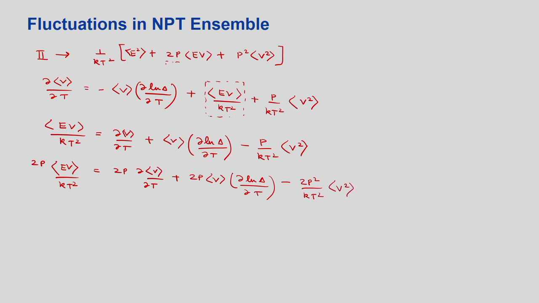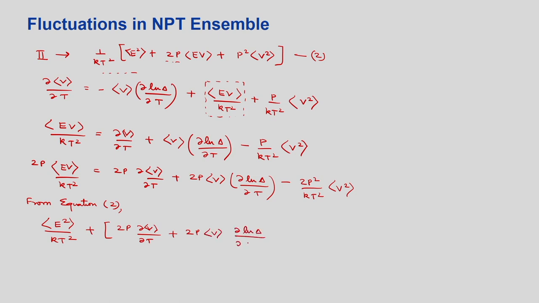Now we have the expression, because we have the expression to be substituted as 2P, the summation average of EV by kT square. So put this expression. Let us suppose this is equation 2. From equation 2, you substitute this value, so you will get the first term as it is, plus then the entire term, that is 2P dou V by dou T plus 2P ensemble average, minus 2P square kT square.